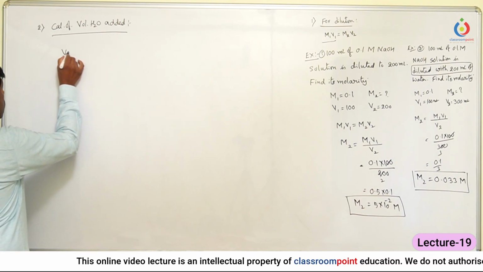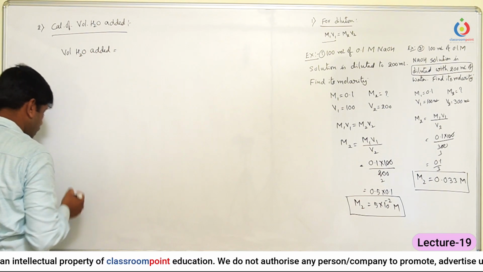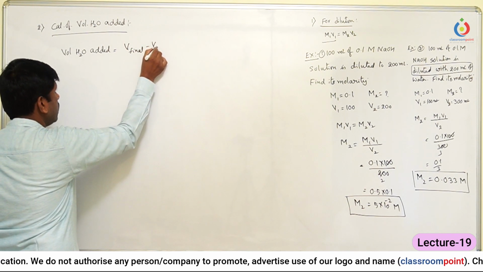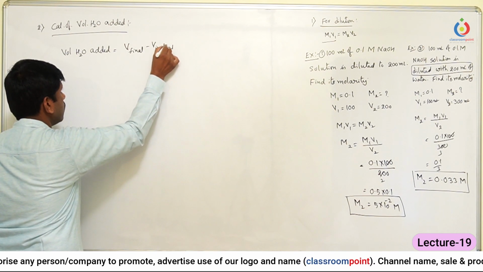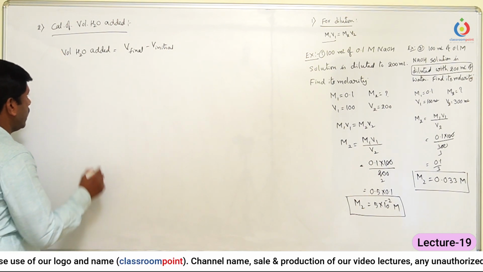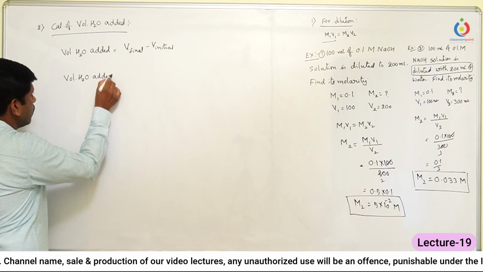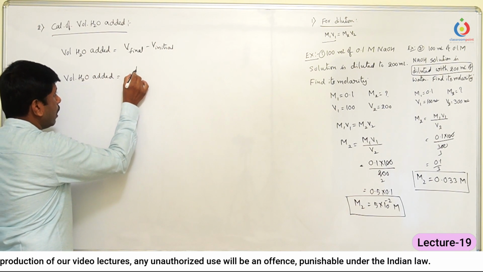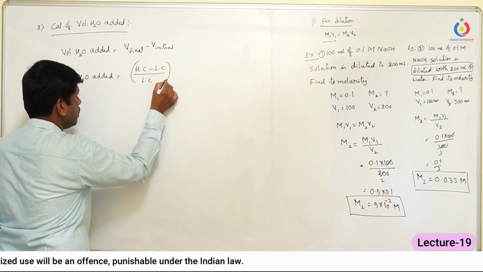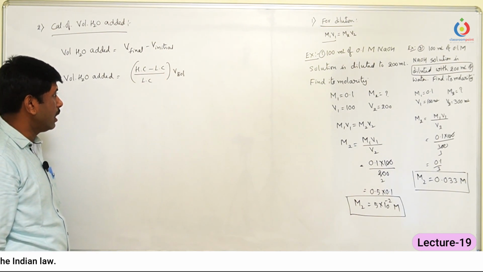The volume of H2O added is equal to the final volume of the solution minus the initial volume of the solution, that is V2 minus V1. Or else, the volume of H2O added is equal to the higher concentration minus the lower concentration, divided by the lower concentration, into the volume of the solution. Now let us take an example here.